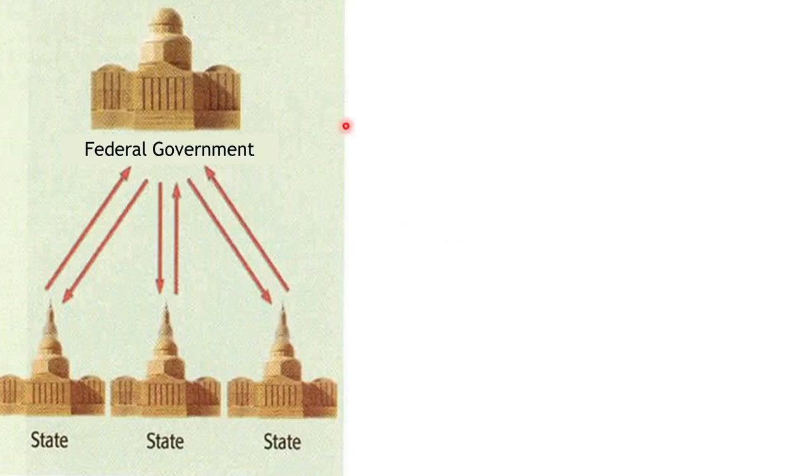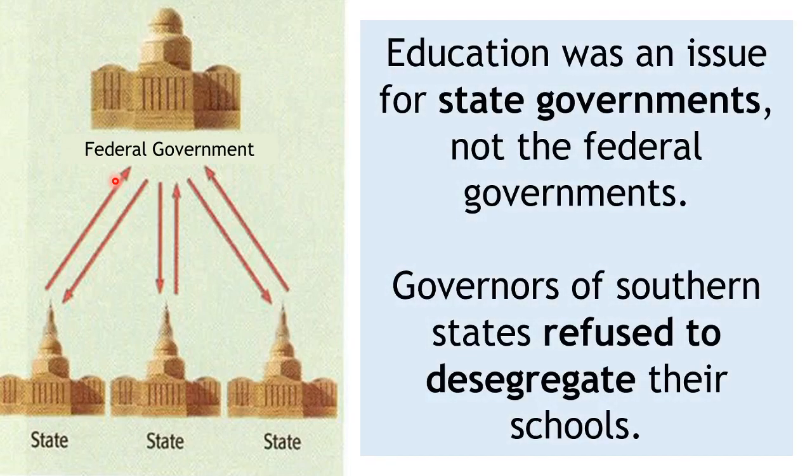So even though the federal government had said it's illegal to have segregated schools, the federal government didn't have any power over the schools themselves. It was up to the states to decide that. Governors of southern states refused to desegregate their schools. They said, I can see that the Supreme Court is telling me to do it. I'm just not going to do it. And you don't have the power to stop me because the schools are part of my power. I am the governor of a certain state. I don't want desegregated schools.